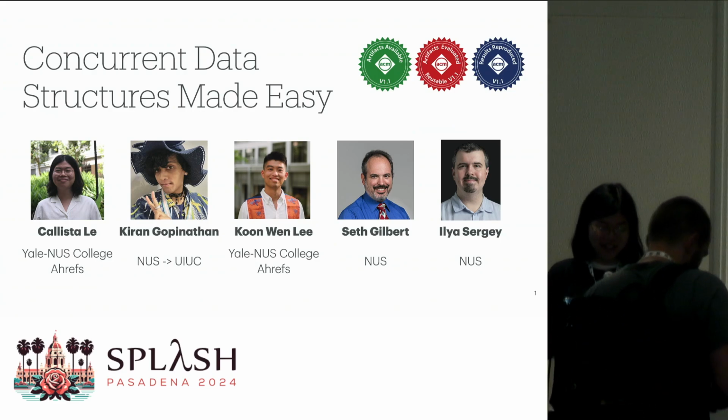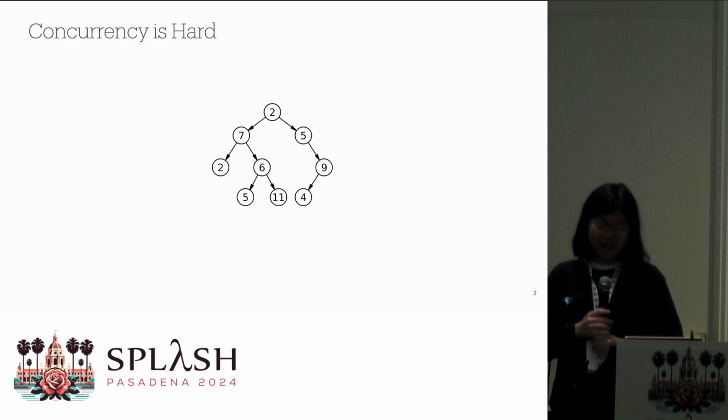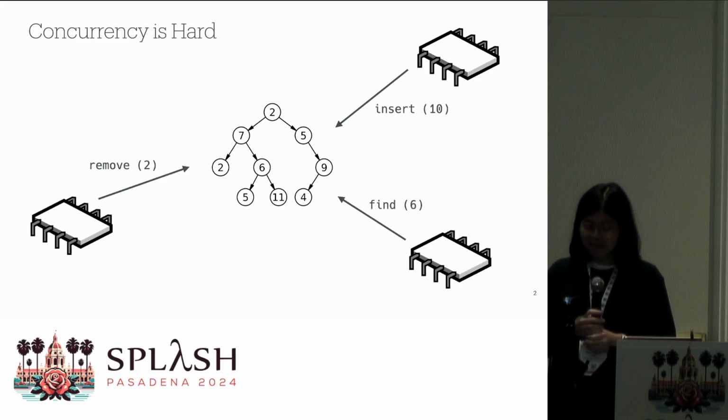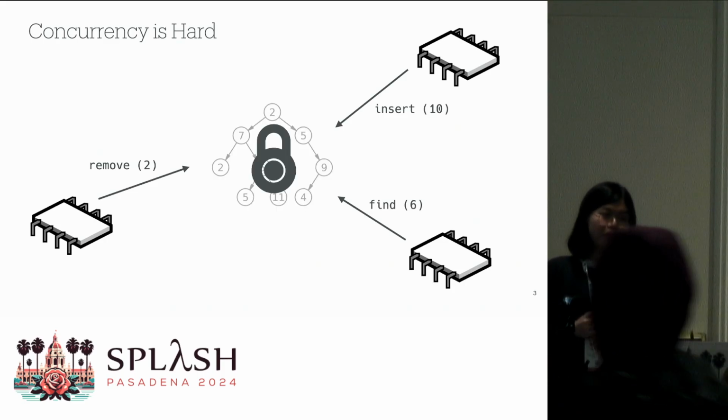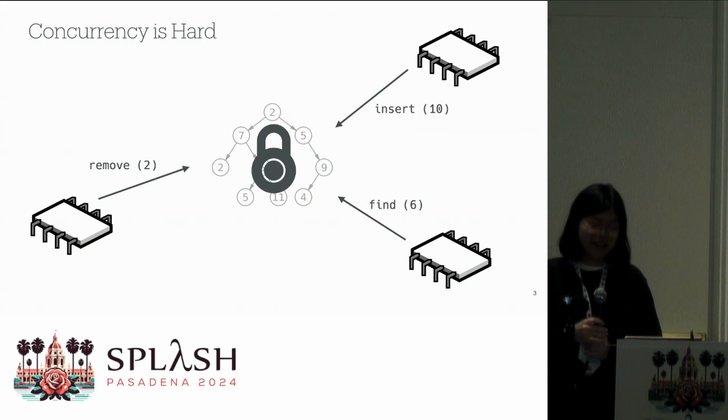So let's get started. Suppose we have some sequential data structure, and multiple threads need to read from and write to it concurrently. What can we do in this case? A simple solution is to install a mutual exclusion lock on the whole data structure. That way threads can only access the data structure one by one by each acquiring the lock.